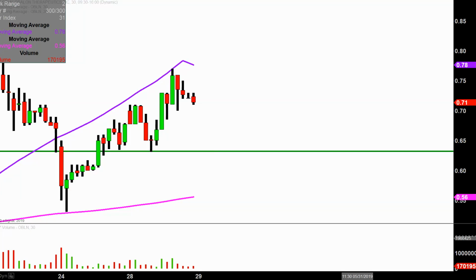As far as levels of resistance are concerned, pretty straightforward right now. It's all about the purple line here, the 50 period moving average. And you can see that's right where the price was rejected from it today. So going into Wednesday, right up around 78 cents, which is the current value of the 50 period, that is where the resistance level could potentially be and to keep an eye on.